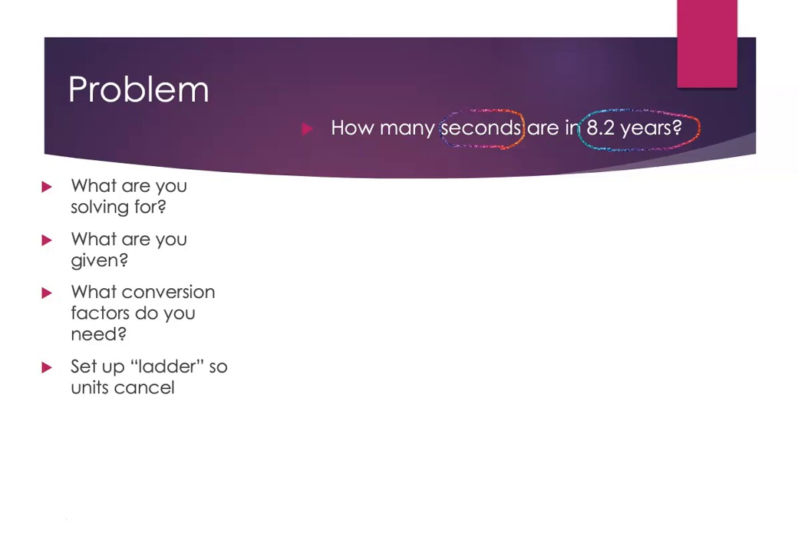So let's actually do that. Again, I want the units to cancel that I don't need anymore, leaving me only with seconds. I always start this as x, what you're solving for, equals what you're given. X seconds is equivalent to 8.2 years. So let's think about our conversion factors. I can do years to days. All right, there are 365 days in a year.